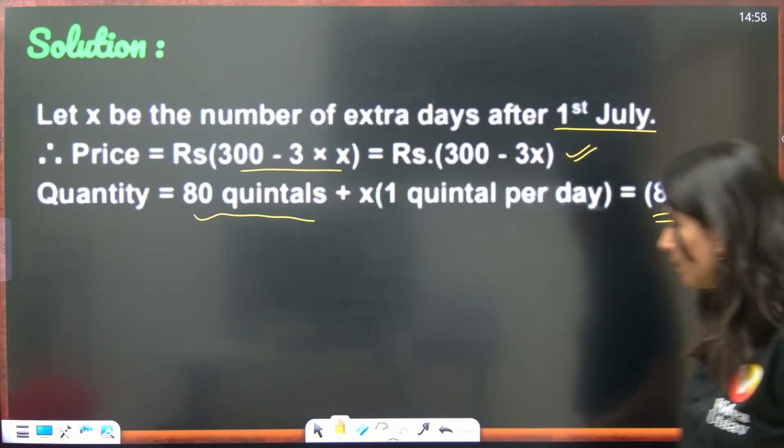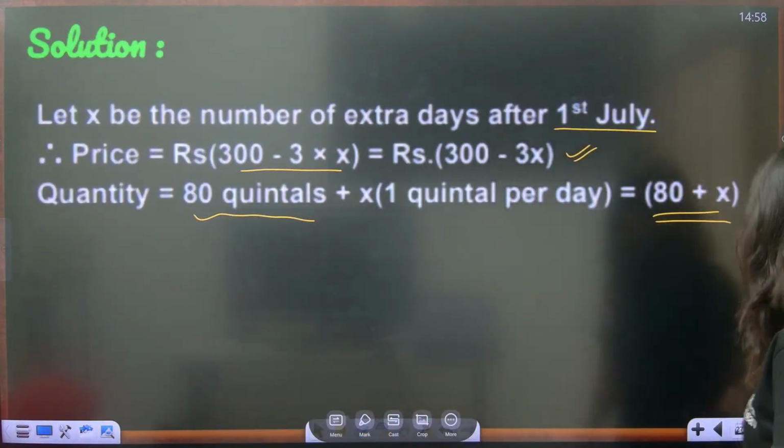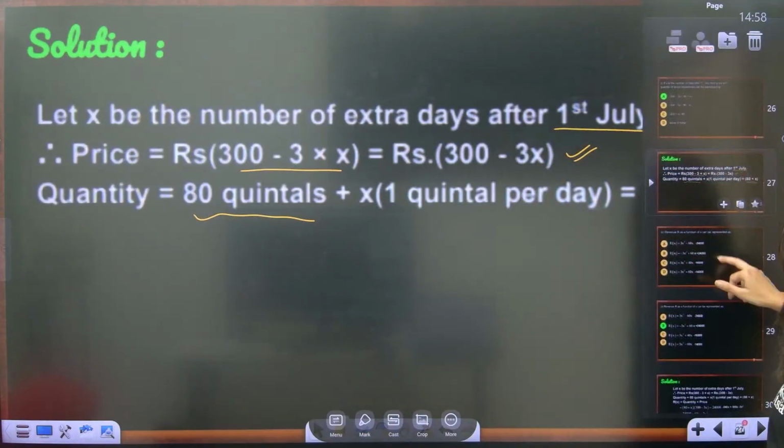Alright. Reduce the brightness, you are saying. Why are you saying reduce brightness? I mean, you guys are controlling my studio.